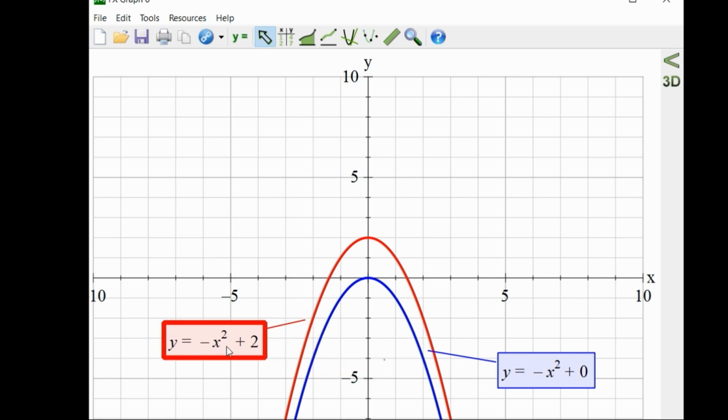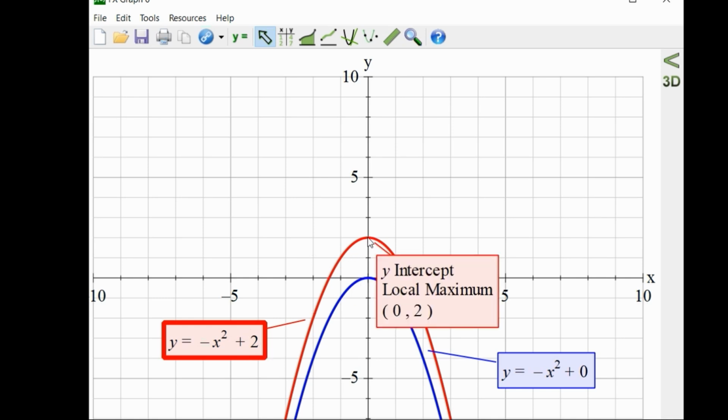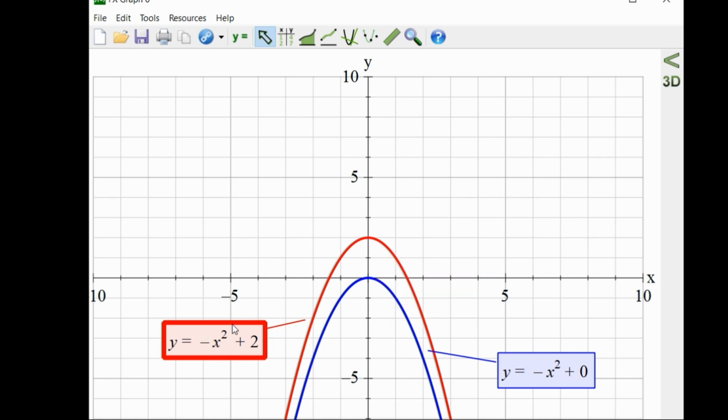So the red is negative x squared. But plus 2. It's still going through the value of that constant there. It is going through the y-axis at the point where x is 0 and y is 2, positive 2. So it's still going through that value there.